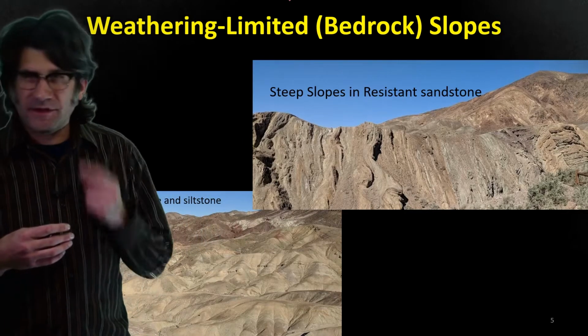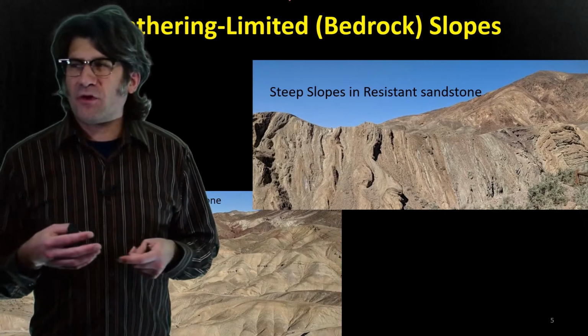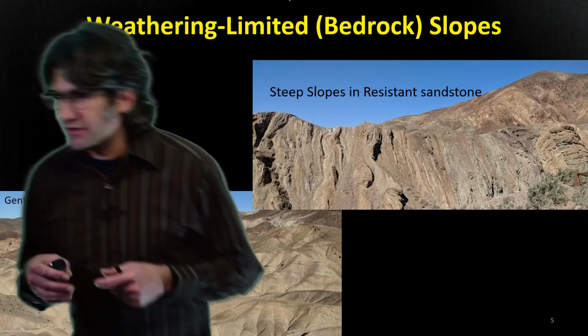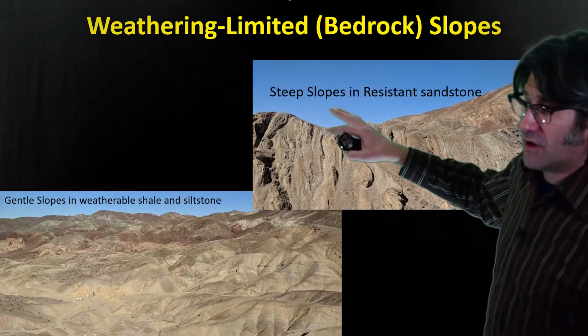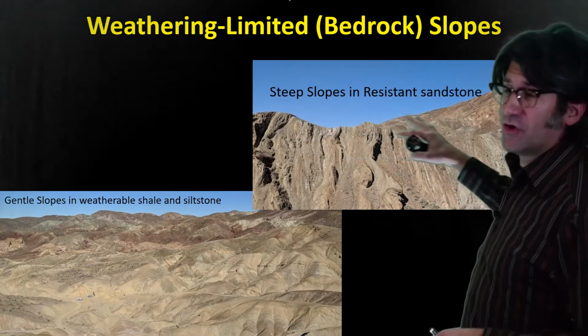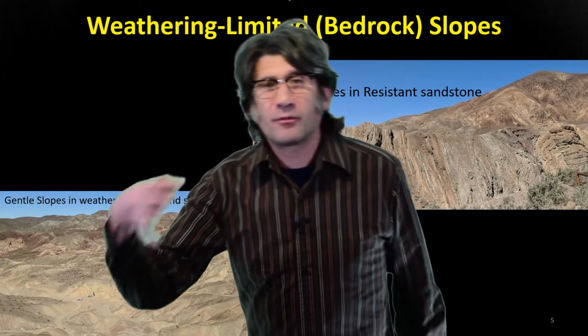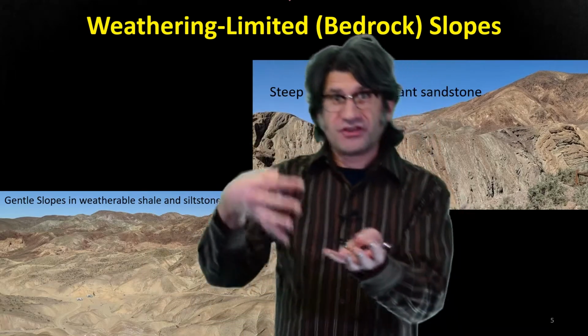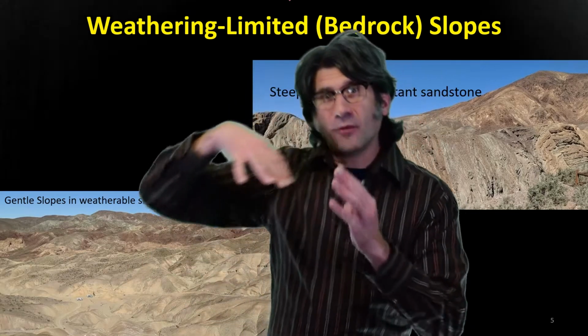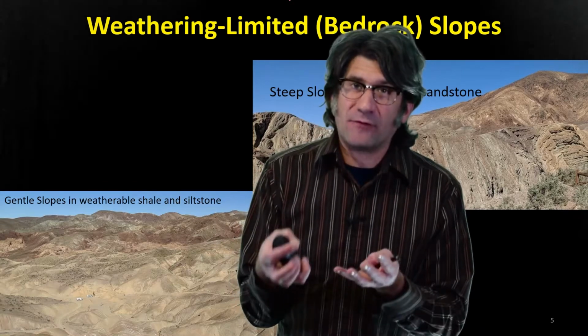So weathering limited hill slopes, also known as bedrock hill slopes, are where we have an abundance of bedrock at the surface of the earth and on our hill slopes and almost no vegetation and soil. And so on weathering limited landforms, the primary control on the morphology of the slope, the steepness of the slope, is going to be related to the bedrock itself.